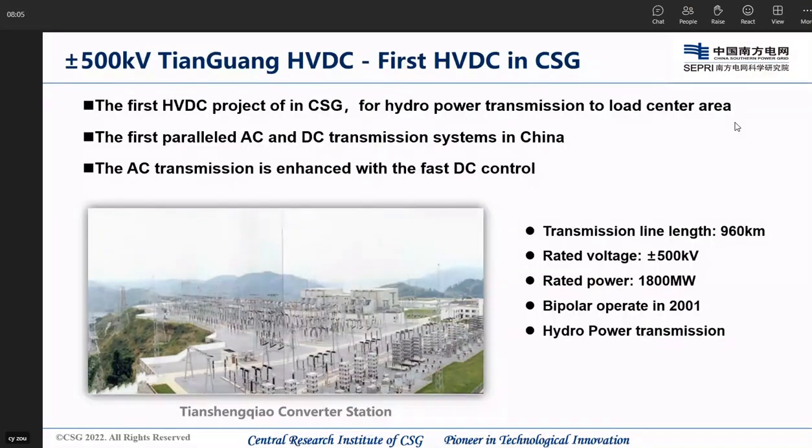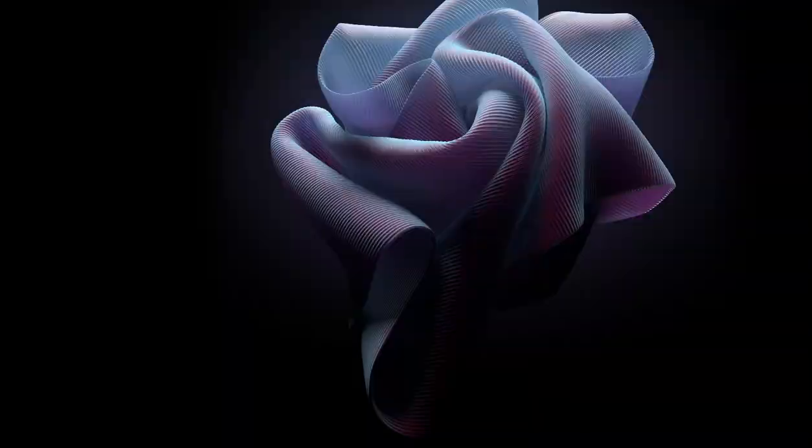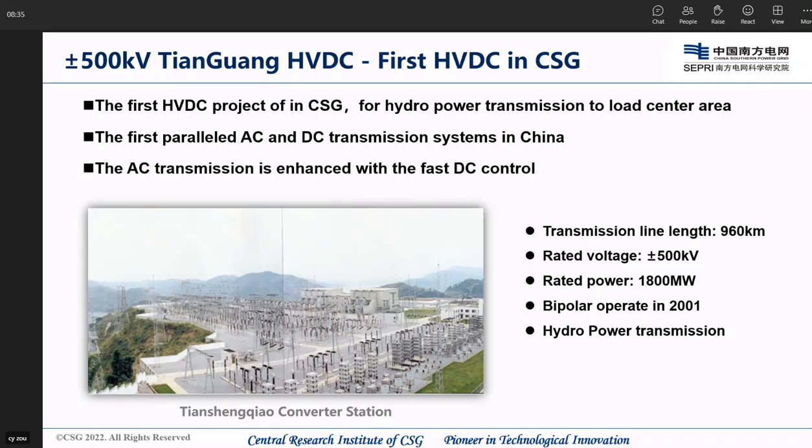The 500 kilovolt Tianguang HVDC is the first HVDC in CSG. The transmission line is 960 kilometers. The rated power is 1.8 gigawatts. The system was put in service in 2001. Before this project, the hydro power in CSG was transmitted by 500 kilovolt AC system. The transmission distance was limited. This project was built by Siemens, and the picture is the side picture of the sending terminal. It's over 20 years ago.